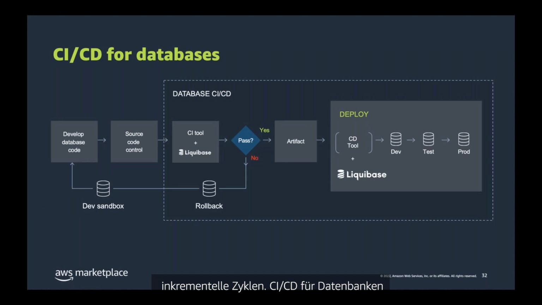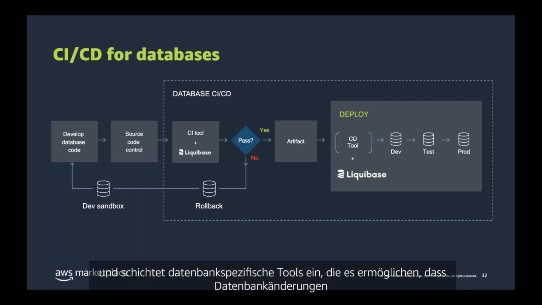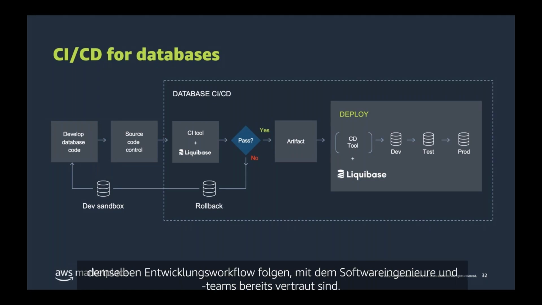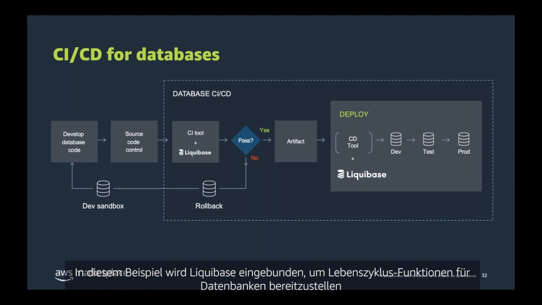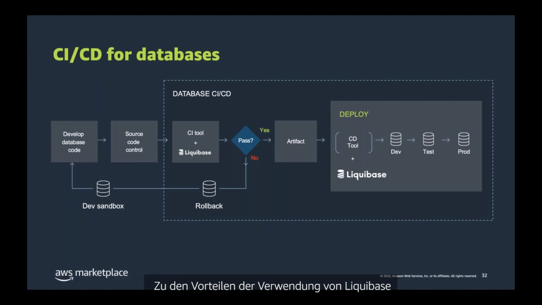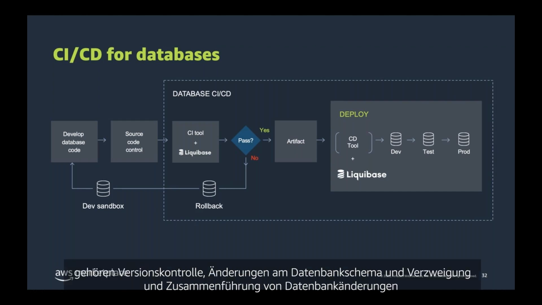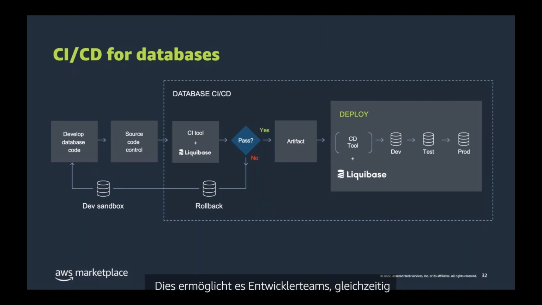CI/CD for database uses DevOps tools such as Jenkins, CircleCI, AWS CodePipeline, and layers in database-specific tooling that allow for database changes to follow the same development workflow that software engineers and teams are already familiar with. In this example, Liquibase is layered in to provide lifecycle capabilities for databases. Some of the benefits of using Liquibase include version control of database schema changes, branching and merging of database changes, which allow for teams of developers to work simultaneously on database changes, and easy rollback of changes, as well as fix forward.